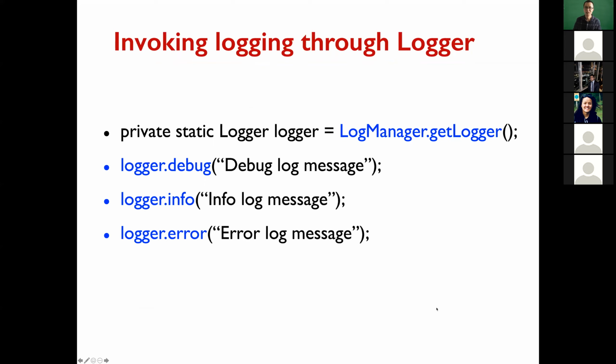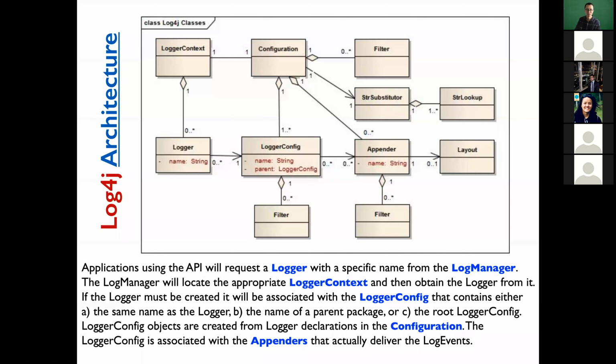Then, what is the architecture of the logging framework? Let's look at this figure. This is the UML diagram of the log4j classes. First, have a look at the overall architecture of the log4j classes, and look at their associations. Many components we have already seen, right? So how does it work?